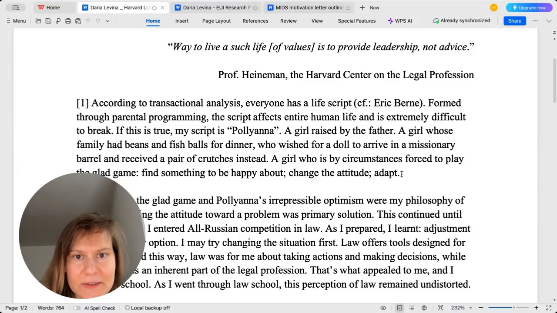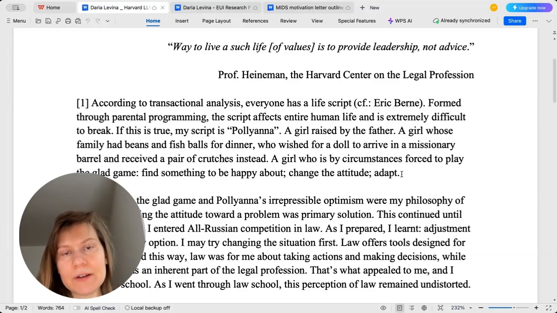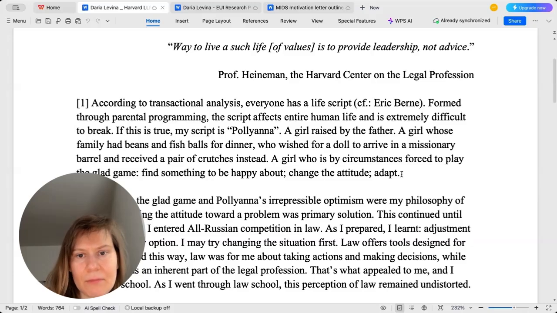Please notice that this paragraph is very short. I do not dwell on it. I give only as much as needed to give the reader a picture, an overall understanding, and to move on. One of the reasons I have this paragraph at all is that it is connected to my later decisions. It is connected to why I became a lawyer in the first place, and that's why I included it.